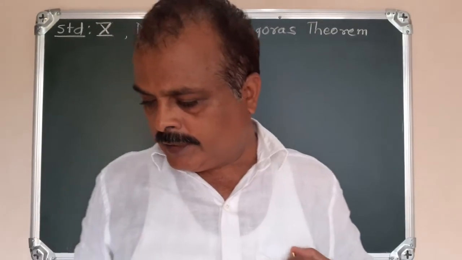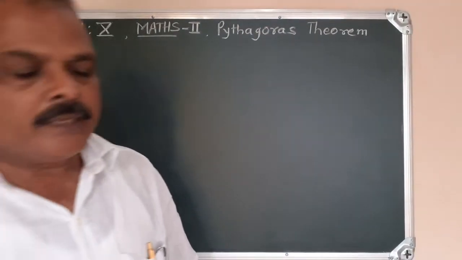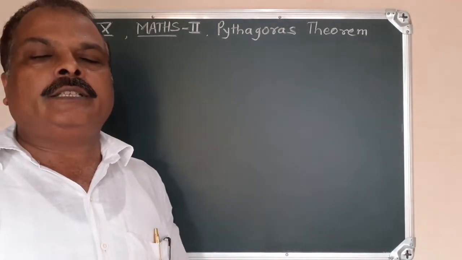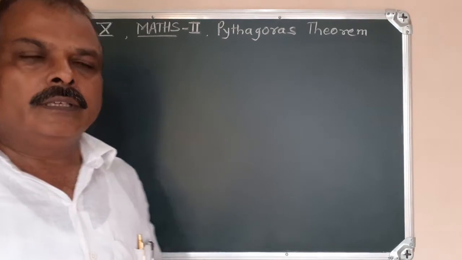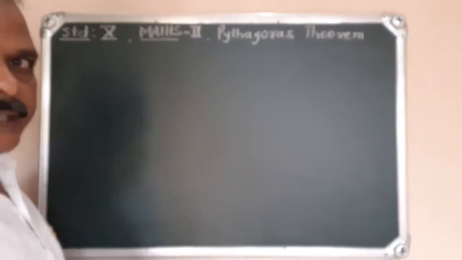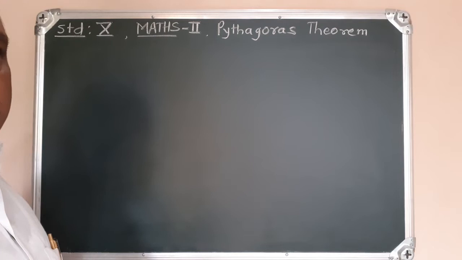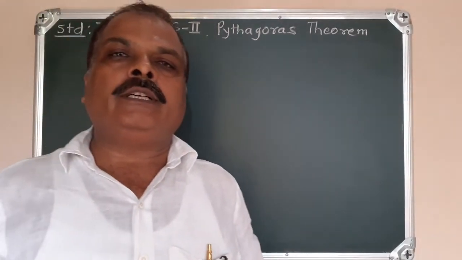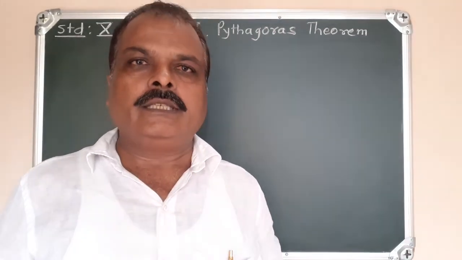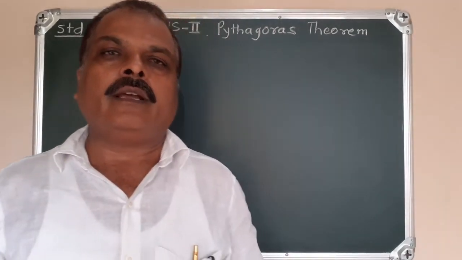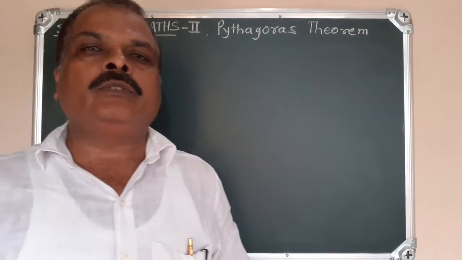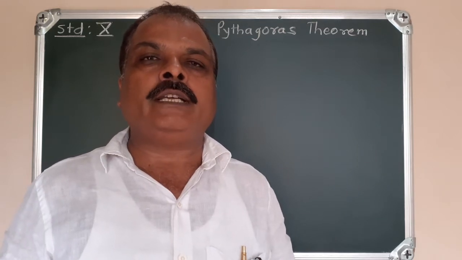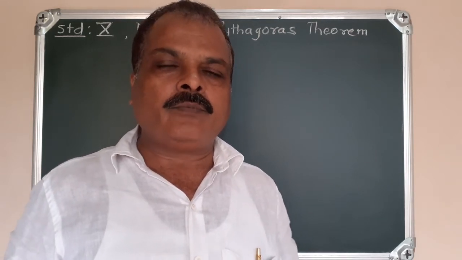Now let us start with first property. First property is property of 30 degree, 60 degree, 90 degree triangle. If in a right angle triangle, acute angles are 30 degree and 60 degree, then side opposite to 30 degree angle is half of hypotenuse and side opposite to 60 degree angle is root 3 upon 2 times hypotenuse. This is a property.